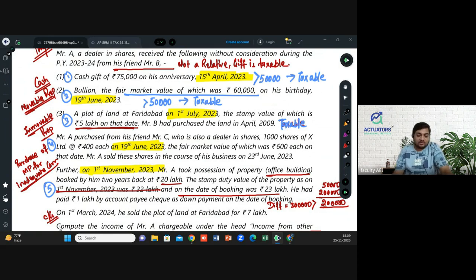Individually. Now, if you see this difference, the difference between the fair market value and the purchase price is 200 per share. For 1000 shares it is 2 lakh. But I told you only receipt of capital asset for without consideration or lesser consideration is taxable under the head IFOS, not stock in trade. I am a dealer of shares, right? I have purchased shares for lesser consideration. So this section is not attracted because stock in trade is not covered under IFOS.